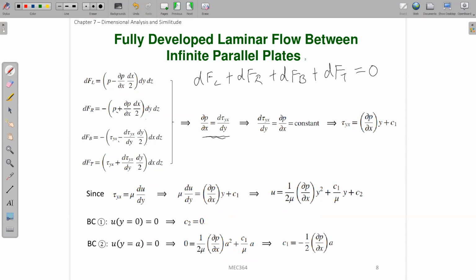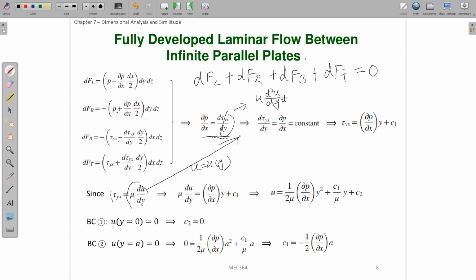Okay, so this is the result we get. And so what is tau yx? From Newton's viscosity law, we know that tau yx will be mu times du dy, right? And so if you substitute this into d tau yx dy, and remember that u is only a function of y, this will change to mu d squared u over dy squared, right? d tau yx over dy will change to this.